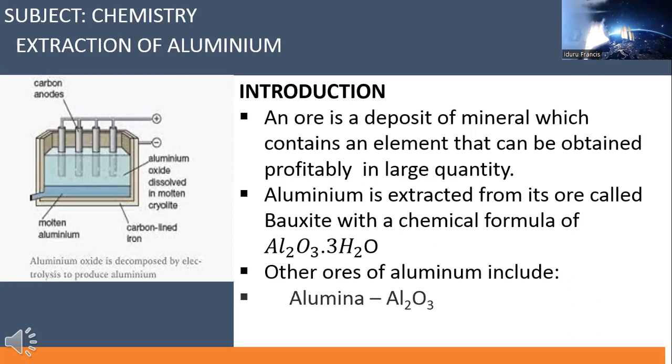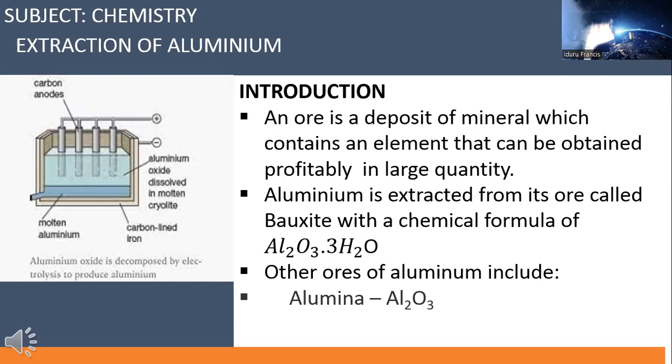Alumina has a chemical formula of Al2O3. Al2O3 is called aluminum oxide, but the industrial name is alumina. Alumina, just as an ore, is the pure form of bauxite. So when bauxite is purified, the product is alumina.